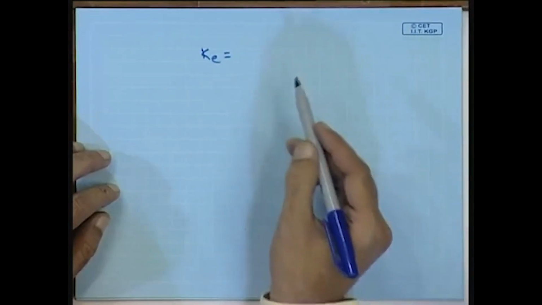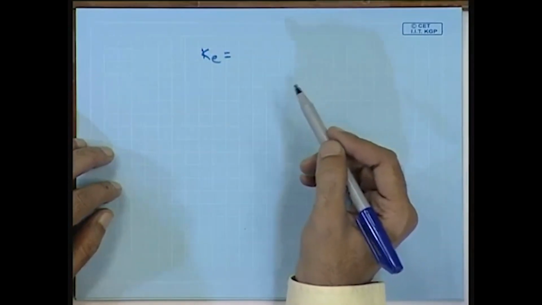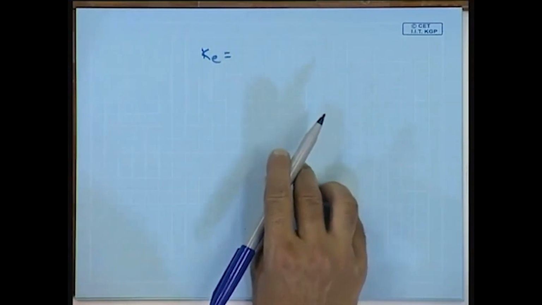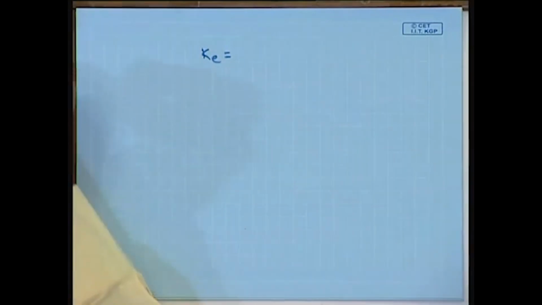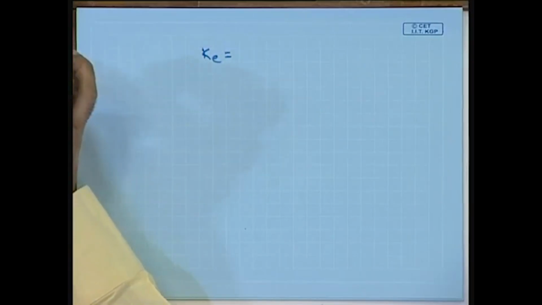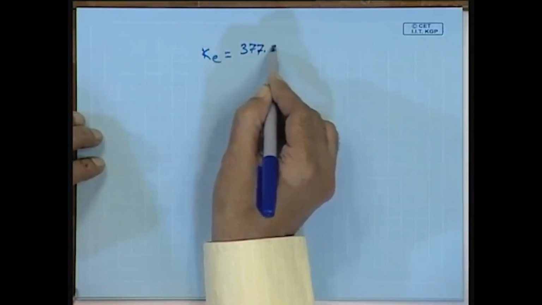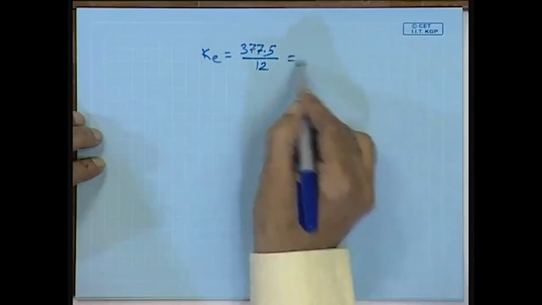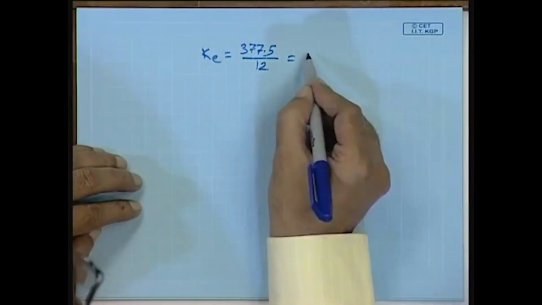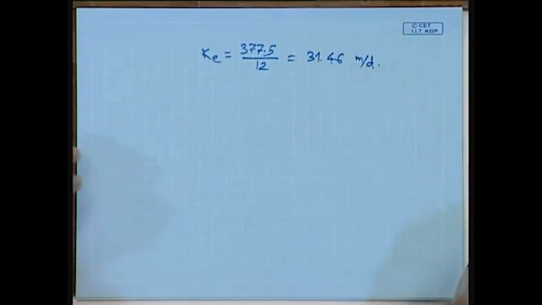So, this will be the equivalent permeability K E. That is 65 into 3.5 plus 150, which is 377.5, divided by 12, which is 31.46 meter per day. So, this is the equivalent permeability.